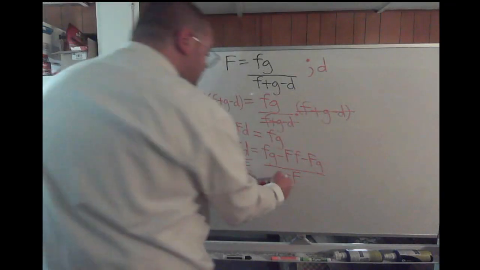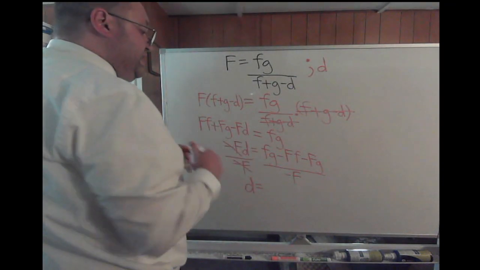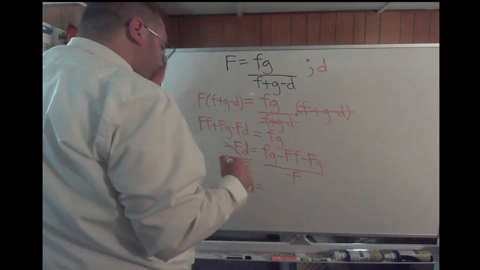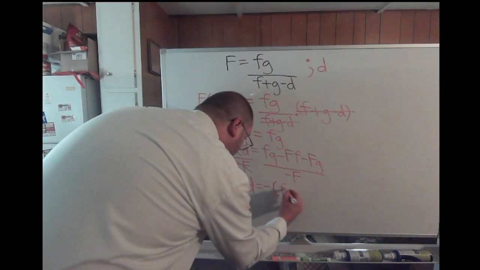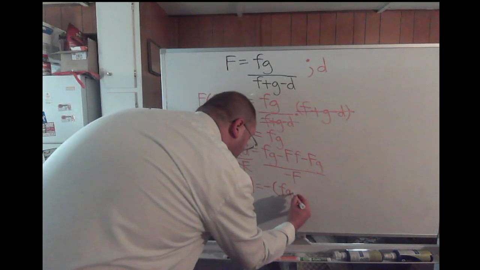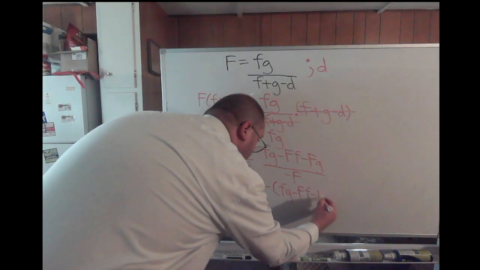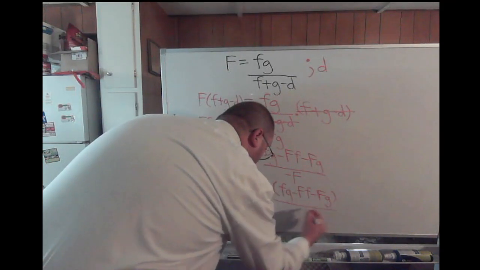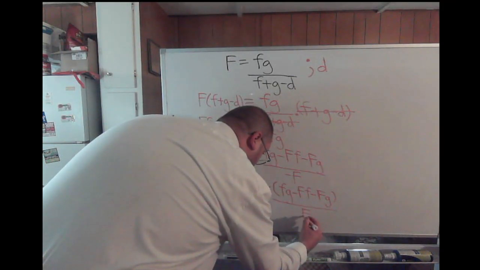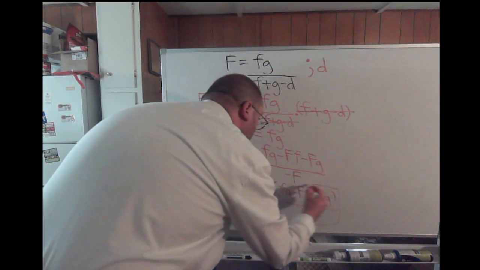Well, we can pull that negative into the numerator. It's usually good to have the negative in the numerator instead of the denominator. So d would equal negative of the quantity of fg minus Ff minus Fg, all over F. That's the answer you should get for D.